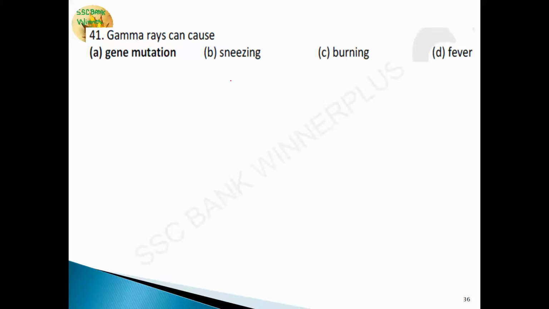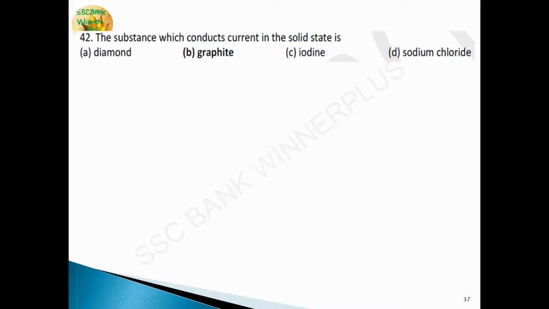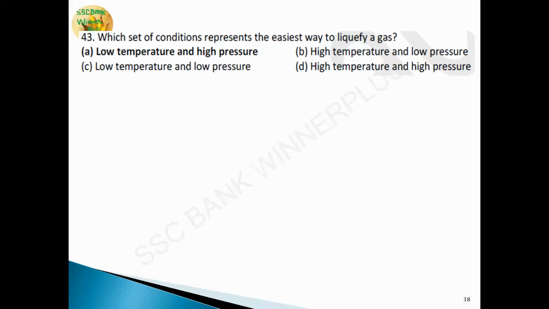Next, gamma rays can cause gene mutation. That is option A, the answer, gene mutation. The substance which conducts current in solid state is graphite. Option B is the answer. Which set of conditions represents the easiest way to liquefy a gas? Low temperature and high pressure. Answer is option A.